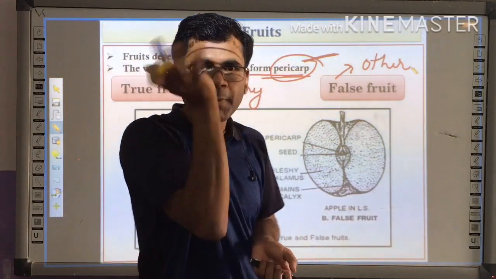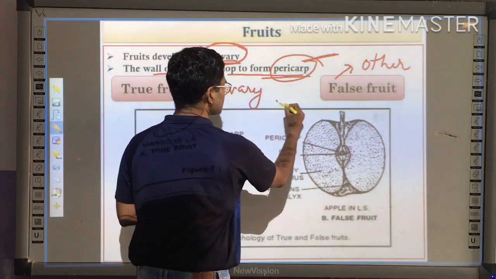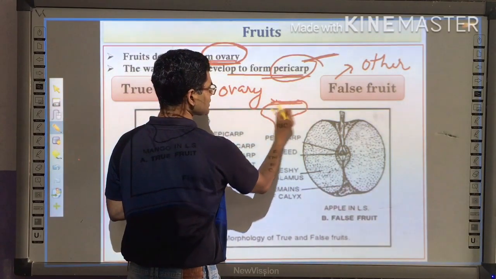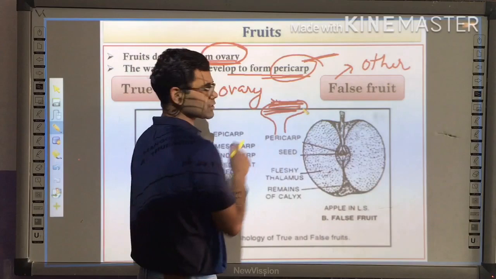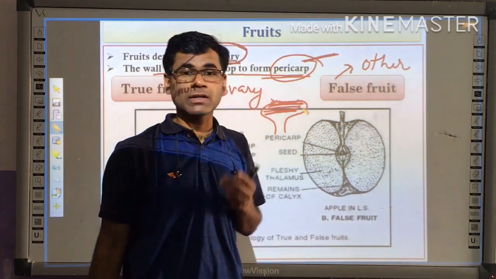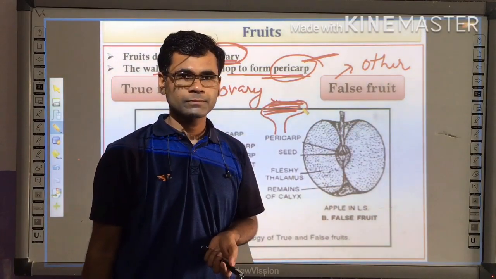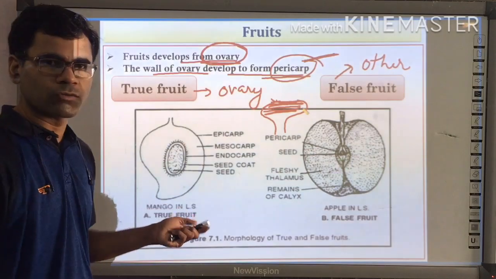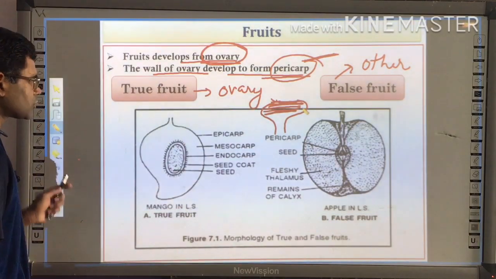The thalamus has an upper part. If you remember, this is the thalamus, and this thalamus has the upper part. This upper part is called the receptacle. So it developed from the receptacle, and hence it is called pseudo fruit. Let us compare the structures of a true fruit and a false fruit. First one is true fruit.